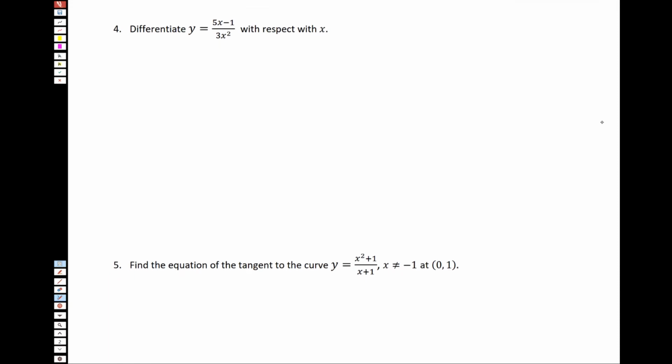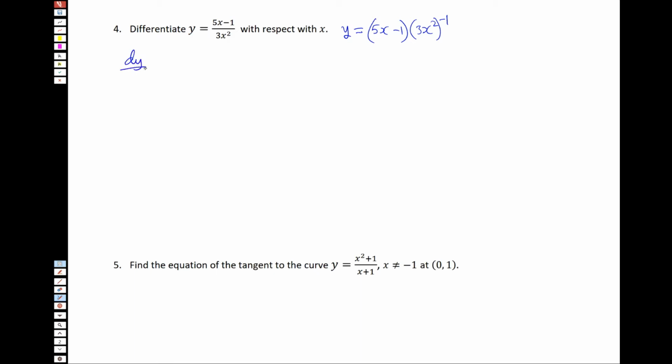Number 4, we are required to differentiate this function with respect to x. And again, this is a quotient of two expressions, so what we need is the product rule. So we'll have y equal to 5x minus 1 multiplied by 3x squared to the power negative 1. So that's a product of two functions, and then we can apply the product rule.